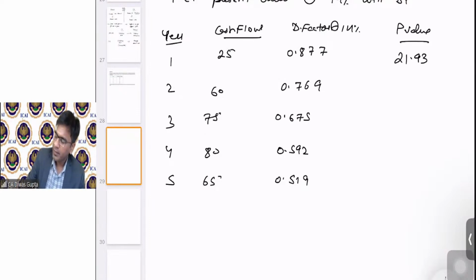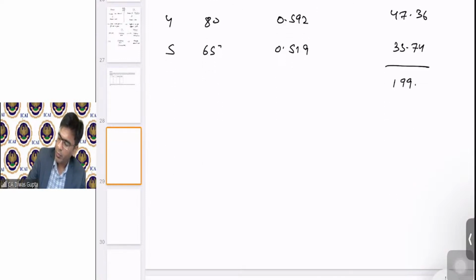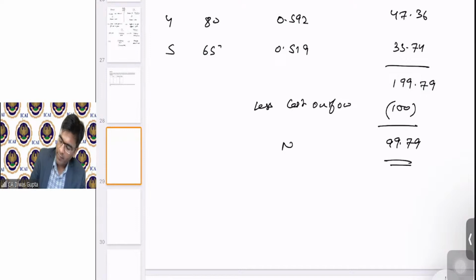21.93, 46.14, 50.63, 47.36, and lastly 33.74. So the total amount becomes 199.79, less the cash outflow of 100 lakhs. This becomes 99.79 NPV.